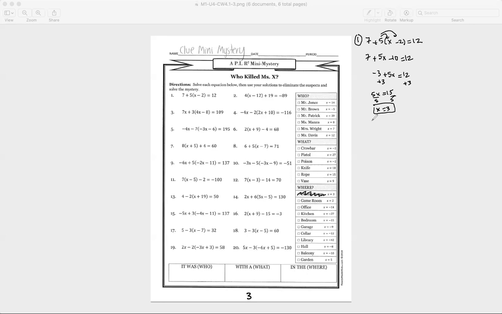Then for number 2, this is 4 multiplied by quantity x minus 12, plus 19, is equal to negative 89. So by distributing, you get 4 times x is 4x, minus, copy the minus down, 4 times 12 is 48, plus 19 equals negative 89. 4x, negative 48 plus 19 is negative 29, and that's equal to negative 89. And then add 29 to both sides. You get 4x is equal to 118.